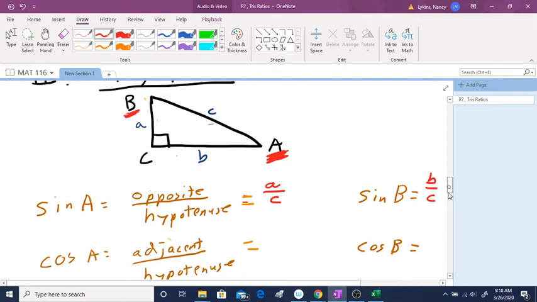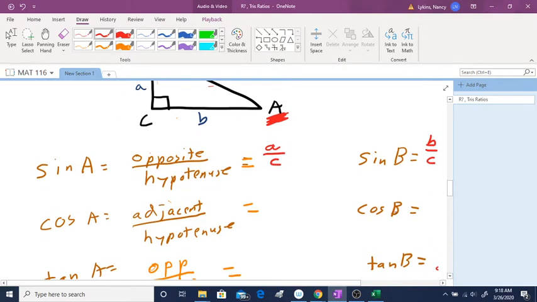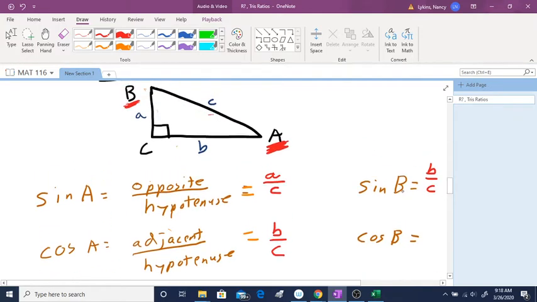Now I'm going to scroll down a little bit. Cosine is always the adjacent over the hypotenuse. The adjacent is the side that's not the hypotenuse that is touching the angle. So in this case, b is touching angle A, so b is the adjacent. The hypotenuse is always c. Now, if I scroll up just a little bit, when I'm looking at angle B, the other side besides c that's touching angle B is little a. So I'm going to put little a over little c.